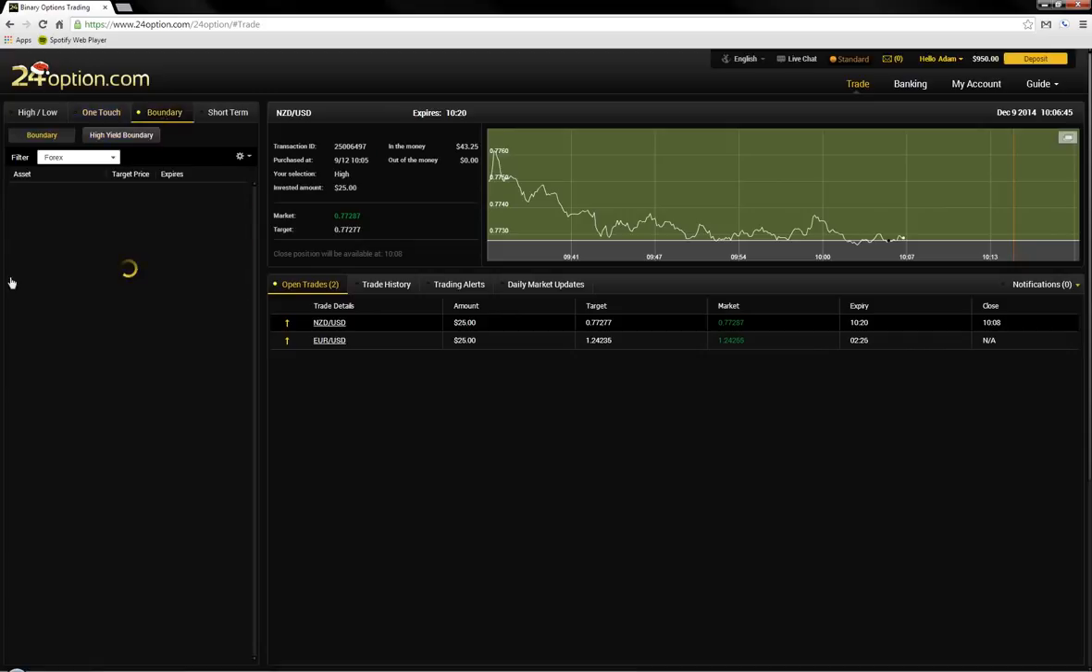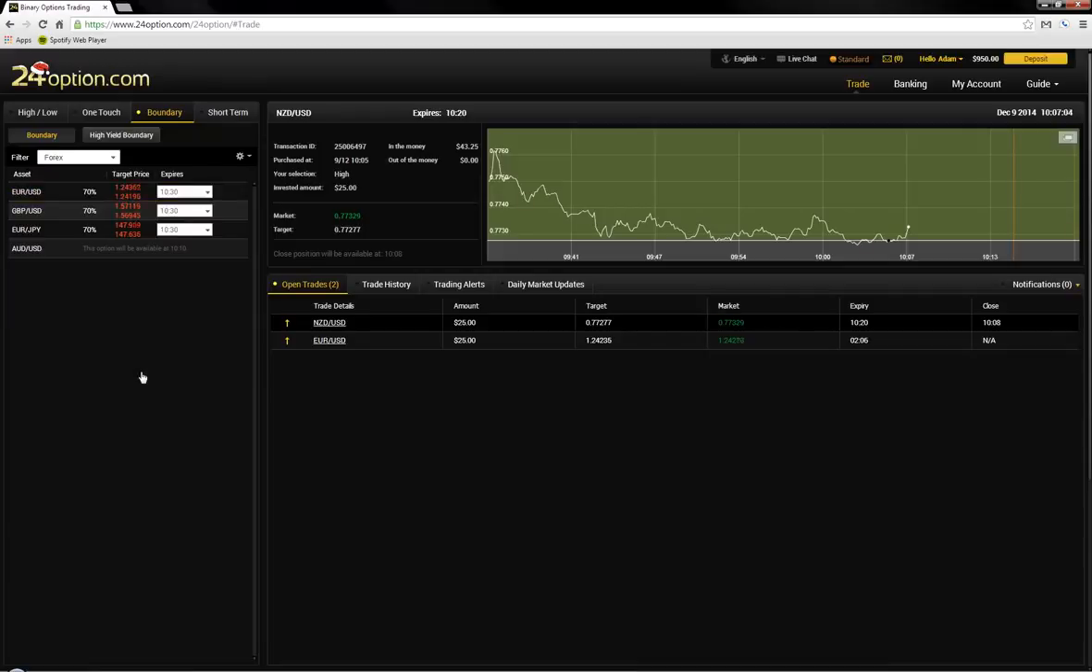They also offer boundaries, which I used to play with a lot. I loved them. But basically what a boundary is, you're saying that price is going to close in between these two numbers here. So it's 2, 4, it's changing constantly. But price will close by 10:30, which is in 24 minutes, in between these two price levels.